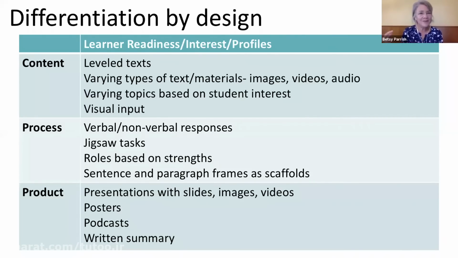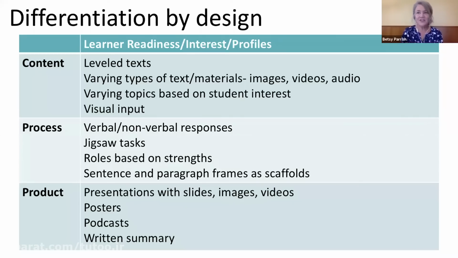And another note, I often get this question, if you have a very large class, you can have multiple groups working with the same article. It's just that we've got representation for all 3 articles. And then notice that the verbal or nonverbal responses could be used: thumbs up, thumbs down, short answers in the chat, jigsaw, roles based on strengths, sentence and paragraph frames. So those are all the ways that we differentiated the process. And then products can be very different, okay?